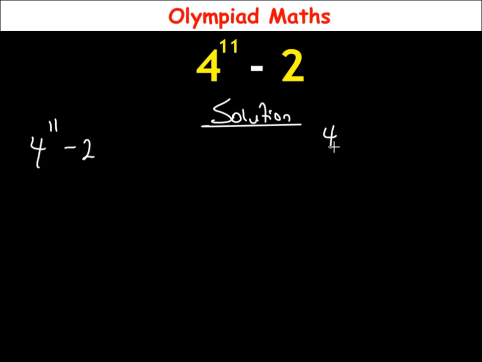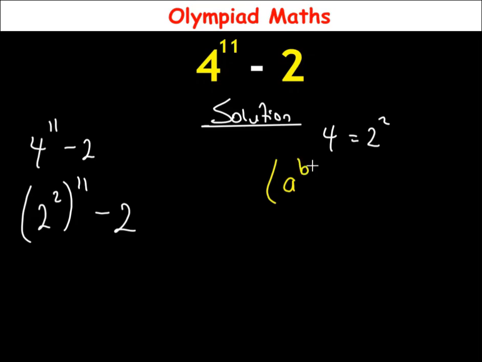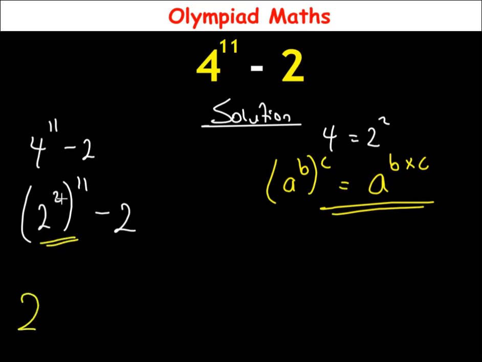Now, 4 can be written as 2 squared, right? So in place of 4, we'll bring in 2 squared. So that will become in bracket 2 raised to power 2, raised to power 11, then minus 2. At this junction, there's a rule that if you have a raised to power b power of c, this equals a raised to power b times c. So applying this rule, we have 2 raised to power 2 times 11, 2 times 11 is 22, then minus 2. The next thing is to simplify 2 raised to power 22.